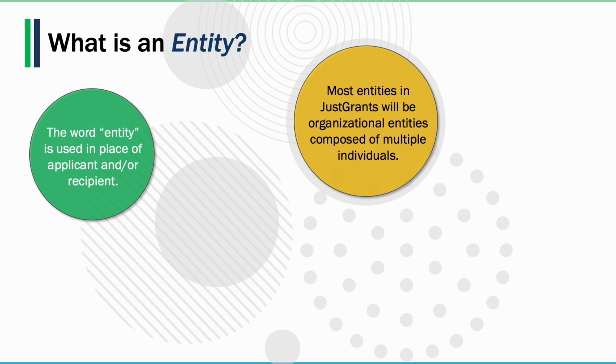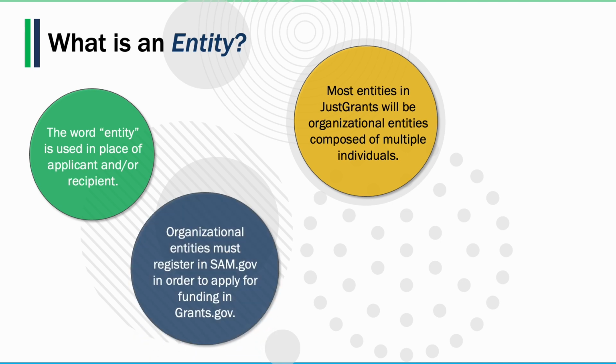There are many types of organizational entities, such as nonprofits, American Indian tribes, state or local governments, and institutions of higher learning. Organizational entities must register and maintain an active registration status in SAM.gov in order to access federal funding. The SAM.gov Unique Entity Identifier, or UEI, is considered the primary alphanumeric identifier for organizational entities in JUST grants.